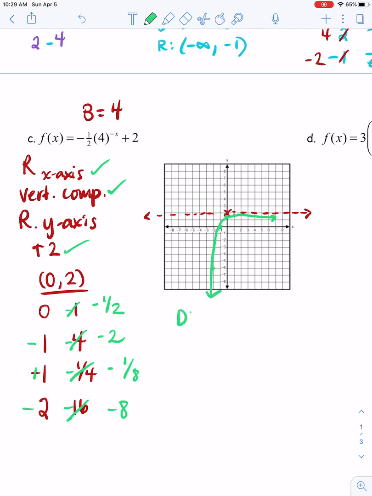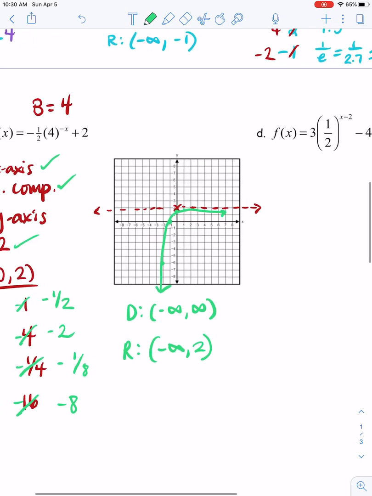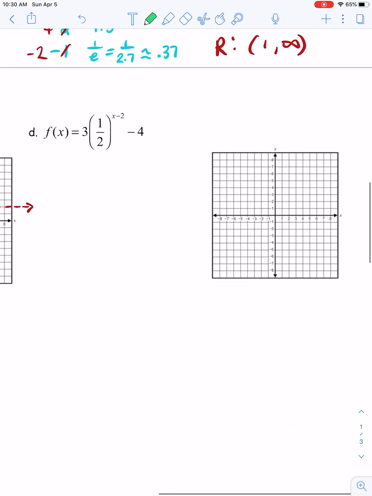Identifying domain and range. Always negative infinity to positive infinity. Range, so think about what affects range. Any kind of shift up or down, which we had, and any kind of reflection over the x-axis, which we had. Okay, so now our y values from bottom to top are negative infinity all the way up to +2, not including 2. Okay, and then the last problem.